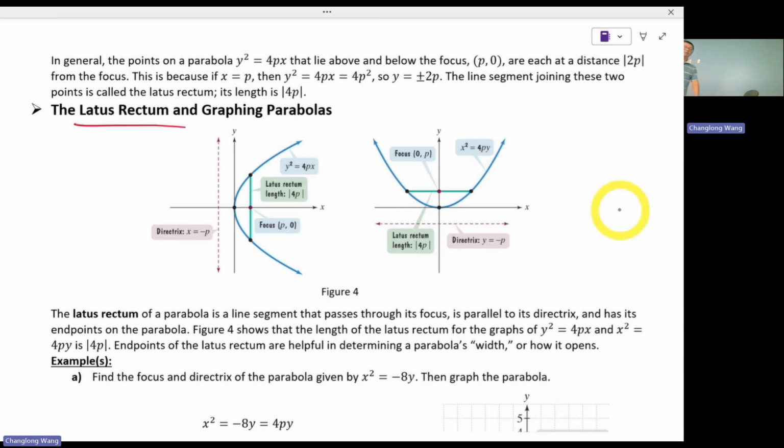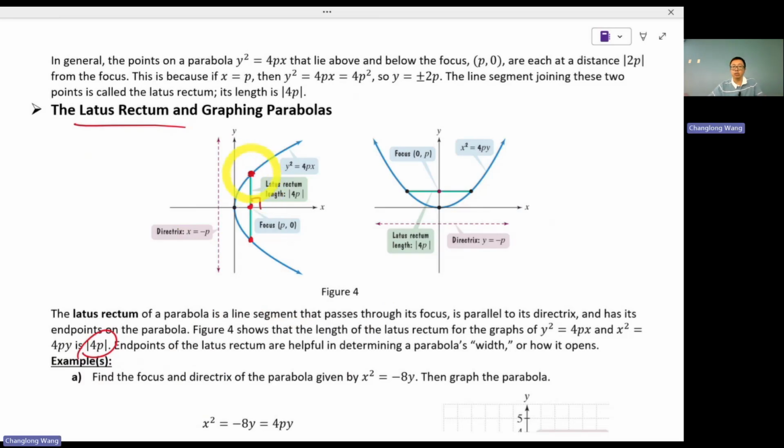And people figure that there is a segment passing through the focus, but being parallel to the directrix, or perpendicular to the symmetry axis. It's going to intersect the parabola at these 2 points, and the length of that segment, from here to there, which shows how wide or narrow the parabola has to open, is guaranteed to be equal to 4p. So whatever that p is, 4p taken as an absolute value will be how long the segment is.